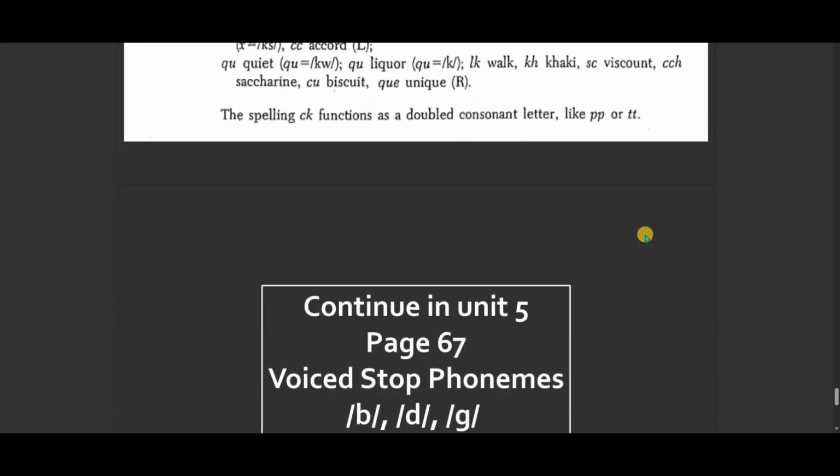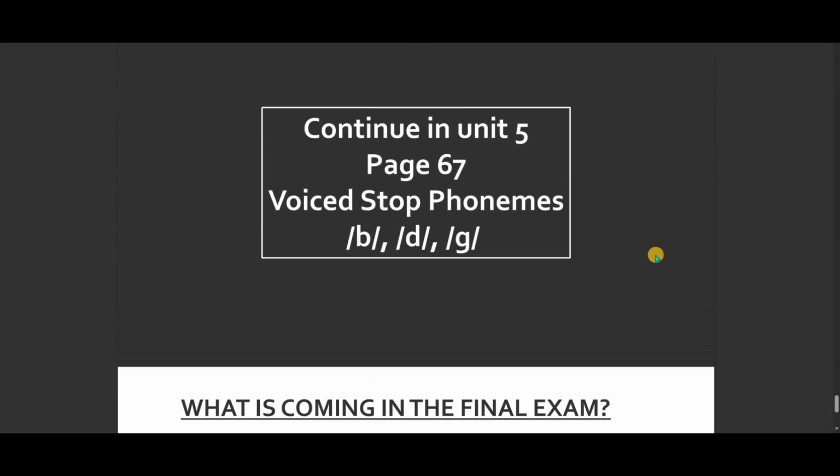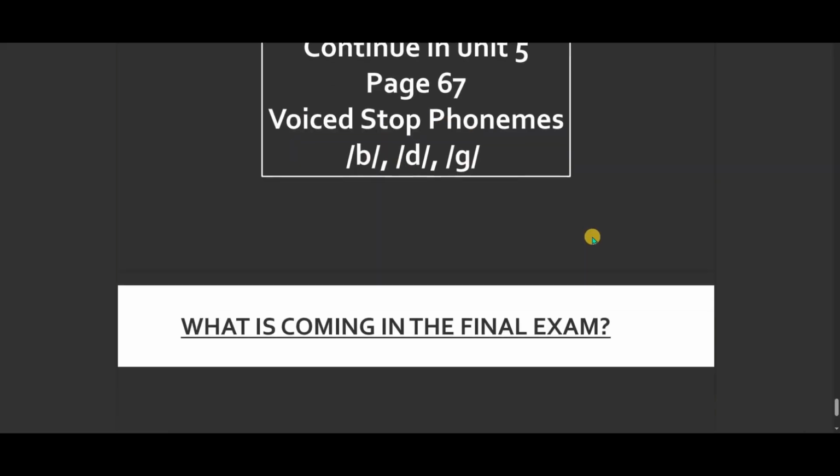Alrighty guys, so we got to the end of this lesson. We only discussed the 3 most known consonants because there are a lot of them. In the book that is uploaded on the platform, we can continue looking at Unit 5. From page 67, we will find voiced stop phonemes like B, D, and G, and so on. But because of time, we're going to leave it right here.